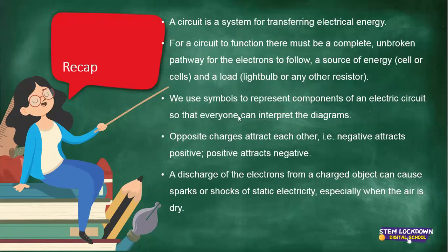We use a symbol to represent components of an electric circuit so that everybody can interpret the diagram. When we drew an electric circuit, like how I showed you last week, there were symbols. These symbols are universal. That means anybody, anywhere in the world can know what you're talking about if you draw a circuit diagram, because it's a universal symbol across the world. They can interpret what the diagram means, even if they speak a different language.